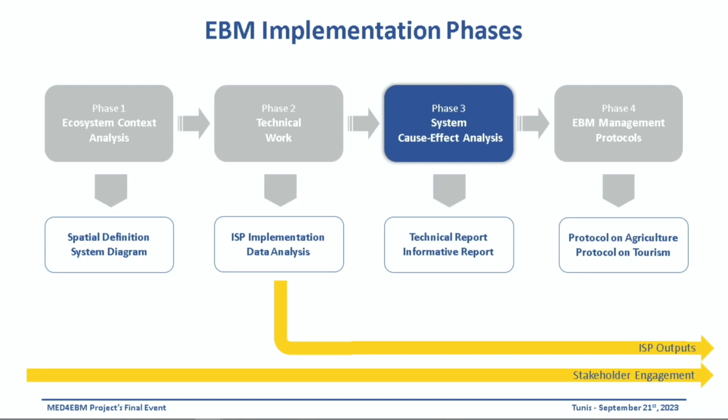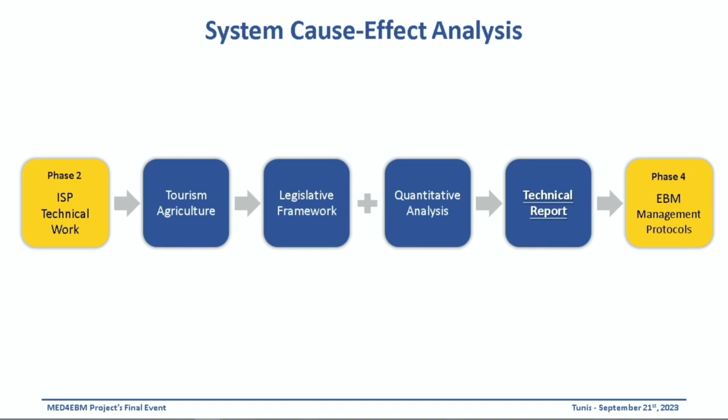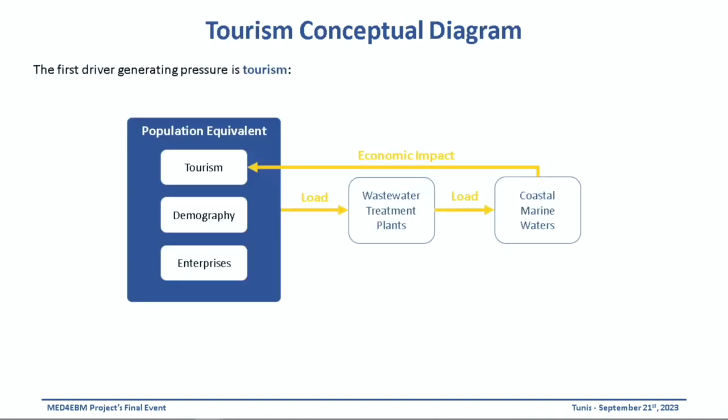Speaking about phase number 3, which is the system cost-effect analysis, this is again the exploded, let's say, workflow that we addressed during this phase. We identified tourism and agriculture as the main drivers that generate pressure in our area. We studied the legislative framework and we performed the quantitative analysis in order to obtain a technical report.